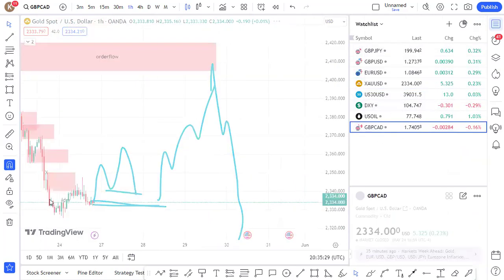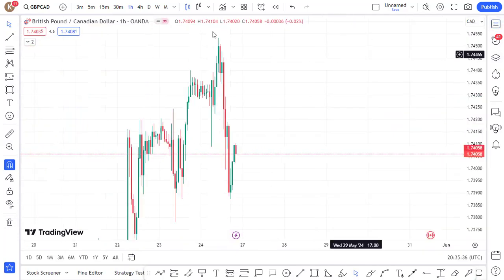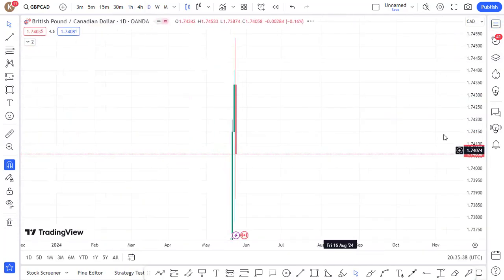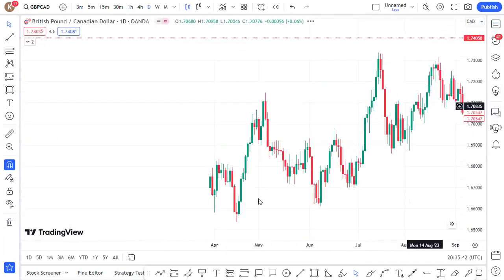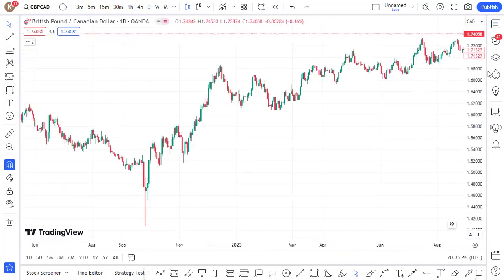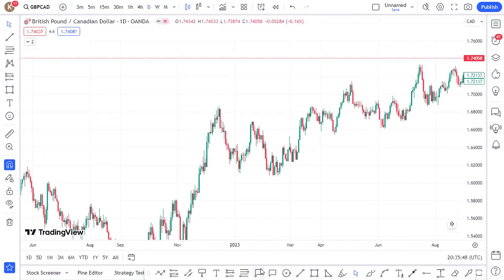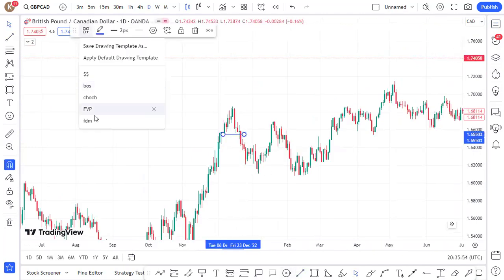Another pair, GBPCAD, as the last pair we're going to check on. What is GBPCAD doing? We can check on daily time frame first. By looking at the daily time frame, we can see it's very, very strong, very, very bullish. Now, we can just start from where it is right now. We can see the last inducement is here.